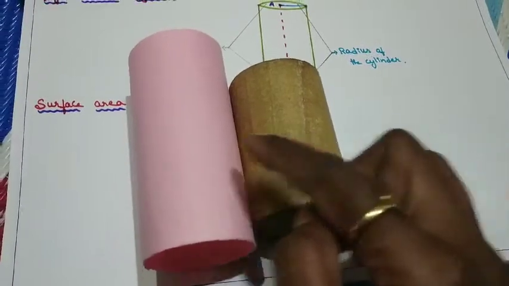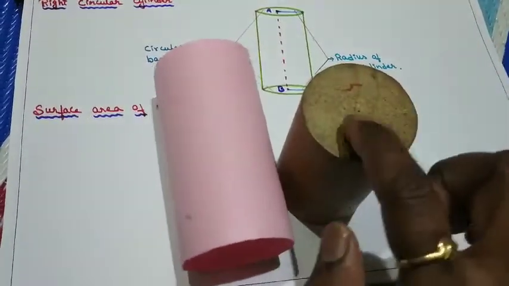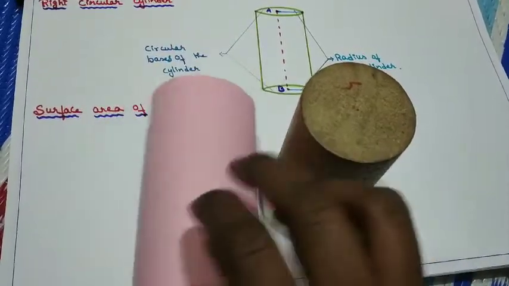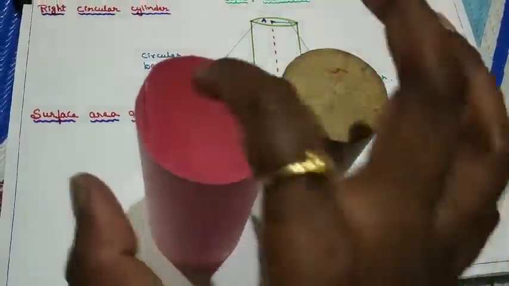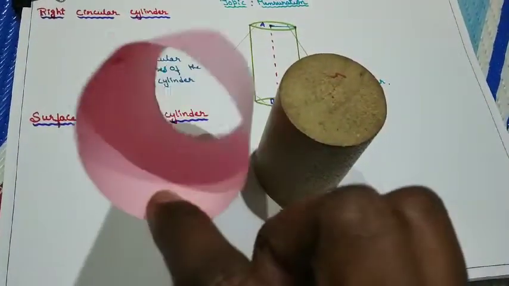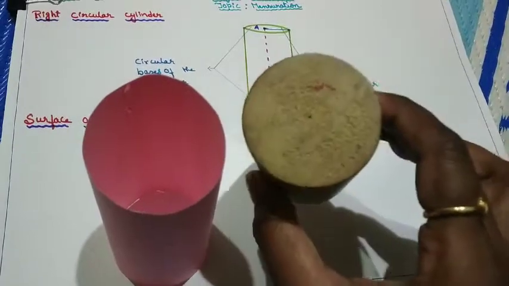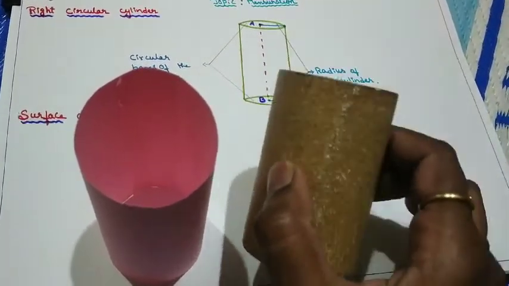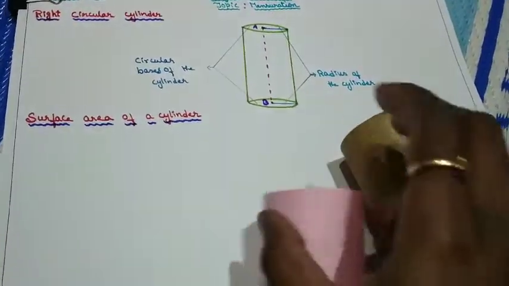So here you can see two cylinders. One we call a solid cylinder and the other we call a hollow cylinder, whose interior space is empty. So this is called a hollow cylinder and this is called a solid cylinder. Now let us find the surface area of the cylinder.